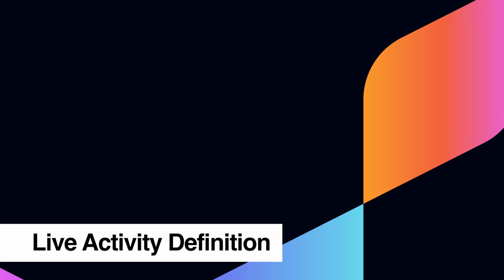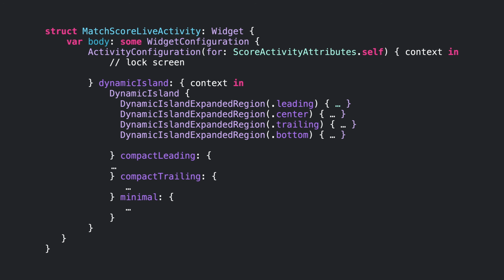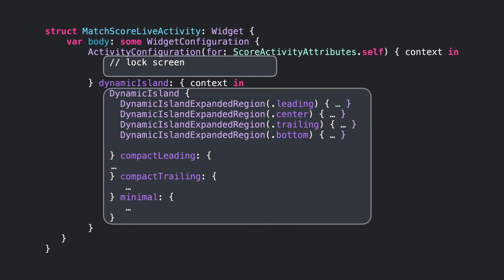Live activity definition. With that in place, it's time to define the live activity. You do that by creating a widget type whose body is activity configuration. In here, we pass the score activity attributes, effectively declaring that this live activity in particular works with that type of data. The two required closures are used to define the UI for the lock screen and the dynamic island configurations.